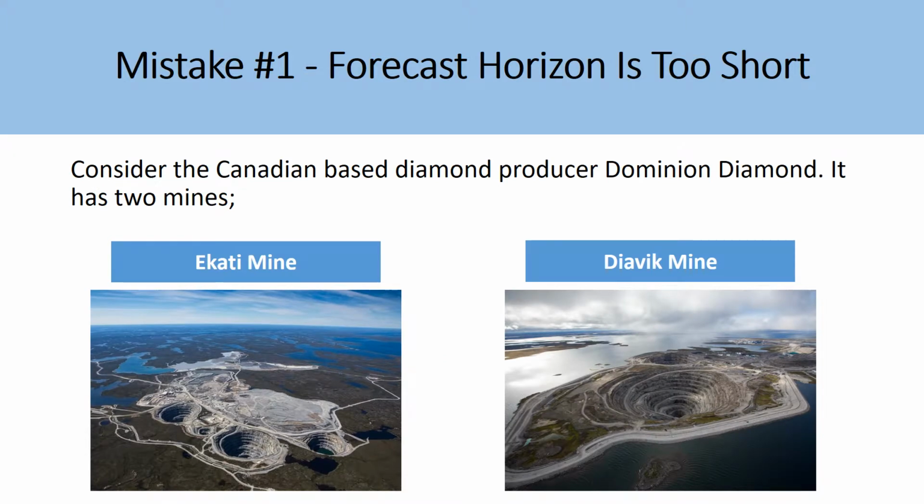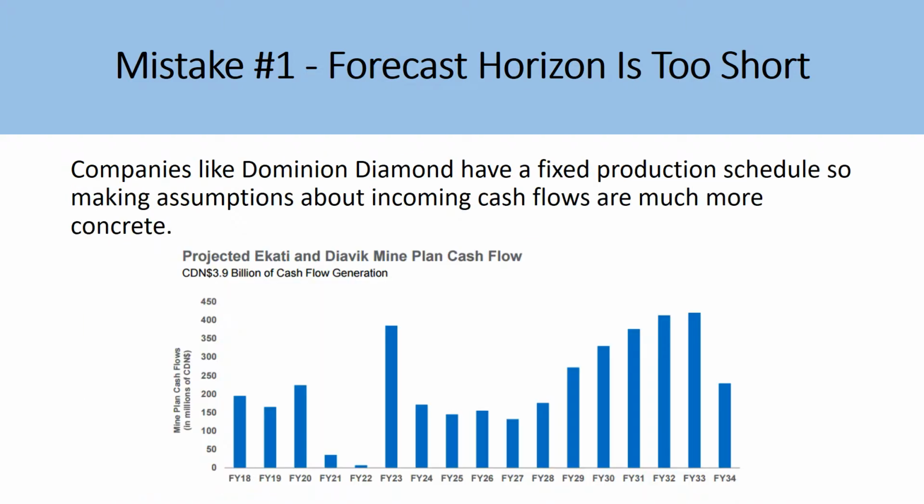Okay. So let's consider an example. I recently completed a research report on the Canadian-based diamond producer Dominion Diamond. The company has two mines, the Ekati mine and the Diavik mine. Now, thankfully, especially in the mining industry, companies have to project their cash flows out until the reserve base ends, right? Until they really fully exhaust the ore that is available in each of their respective mines. And so what the company does in their investor presentations is they actually provide you a projection of the cash flows of that business out till 2034.